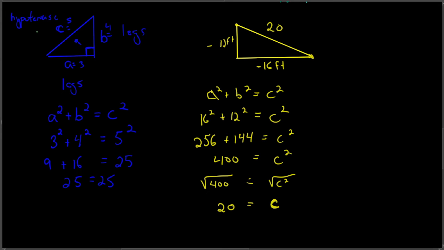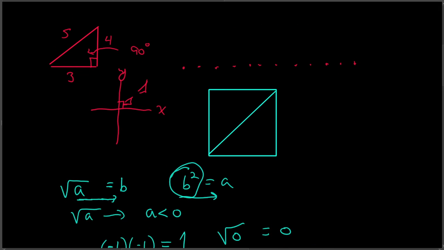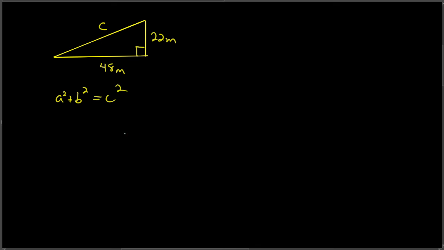Let's look at another right triangle here. Clear my board. And so this is the right triangle. And I'm going to have a leg that is 48 meters and another leg that's 22 meters. So I want to know the length of my hypotenuse. So again, I'm going to look at a squared plus b squared equals c squared. So 22 squared plus 48 squared equals c squared.